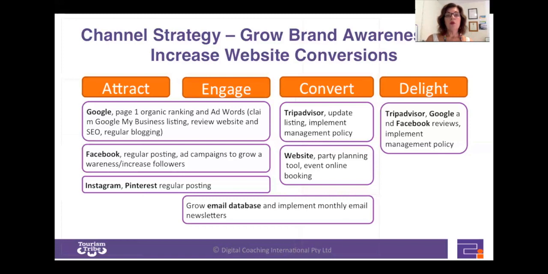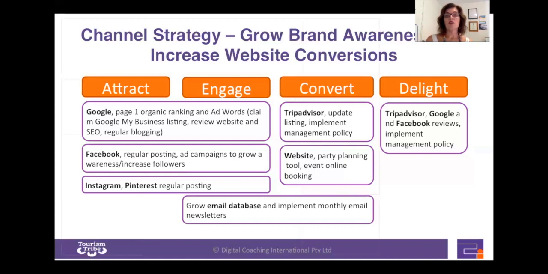Under engage, we want to grow the email database. So our email database is coming from people who have already had some level of engagement with us. They may have liked something you've shared in a blog post, or you've written a blog post and they've found it on Google, or they've found your Facebook or Instagram accounts and they've come across to your website, signed up for an email database, that kind of thing.